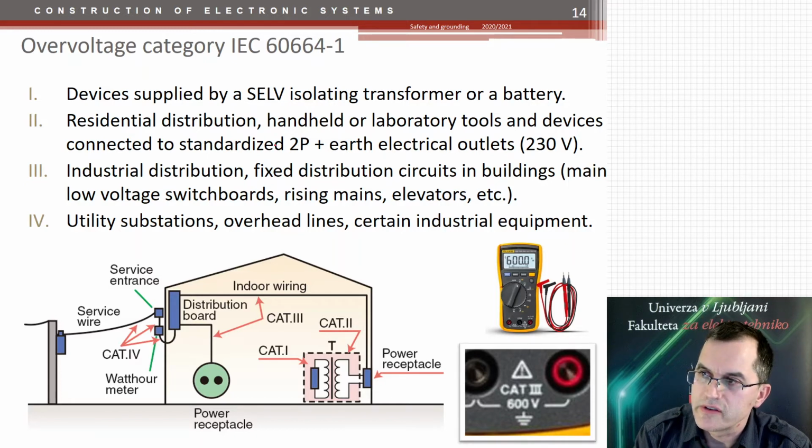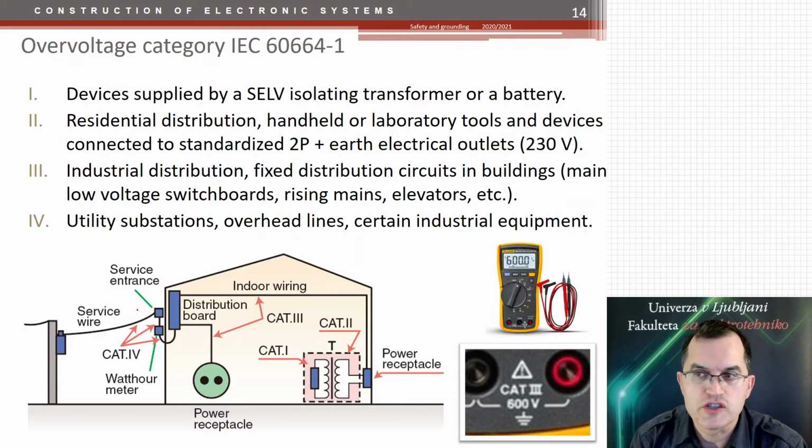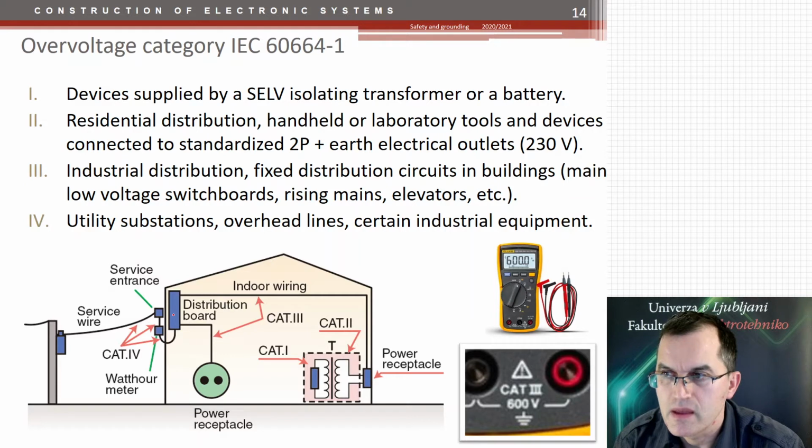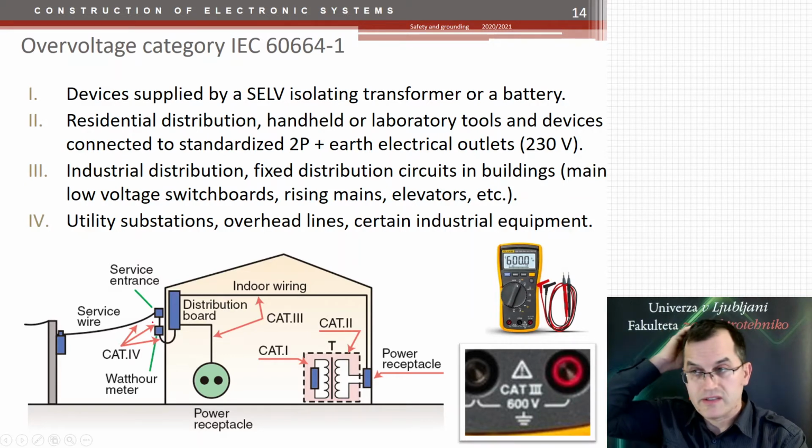And category 4 would be the distribution network outside the house. So everything that is on the other side of your fuse panel inside the house. So why does that matter?